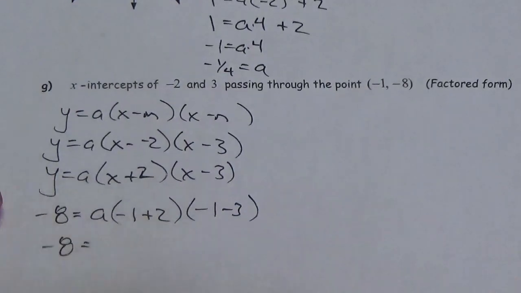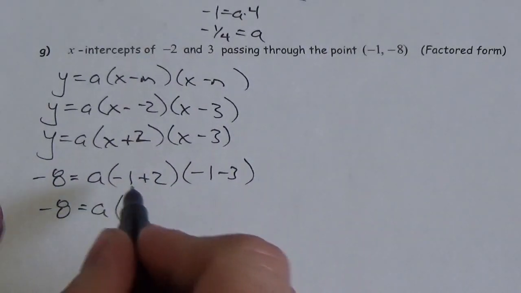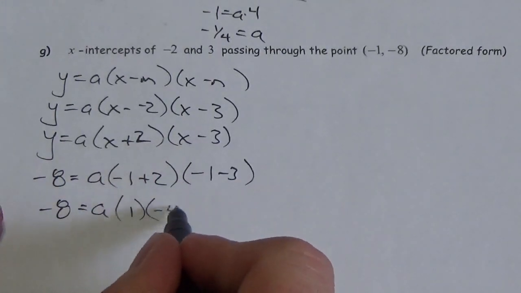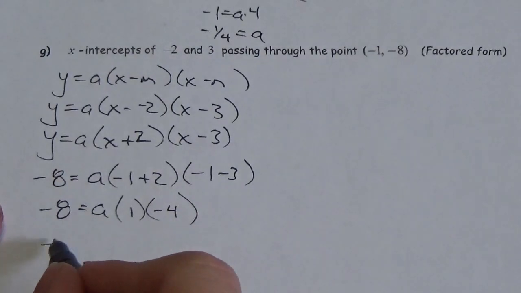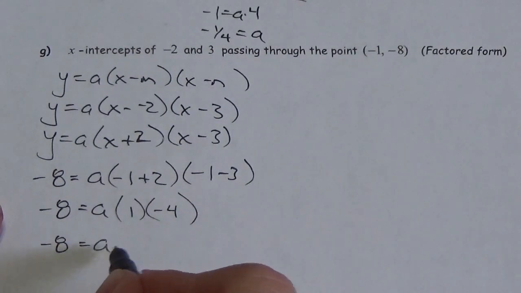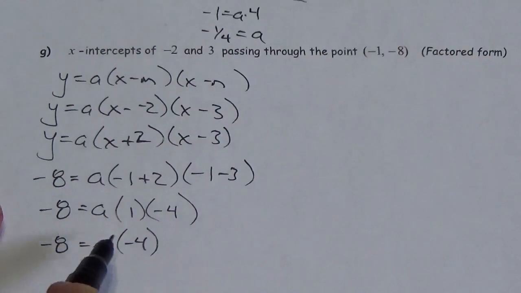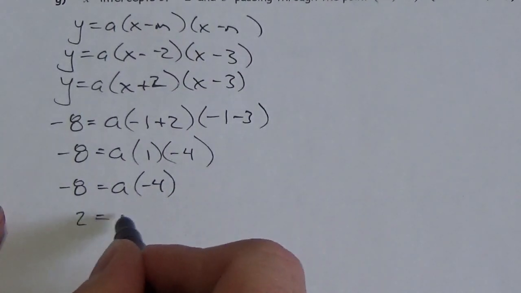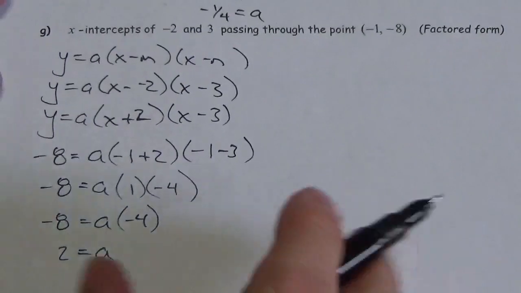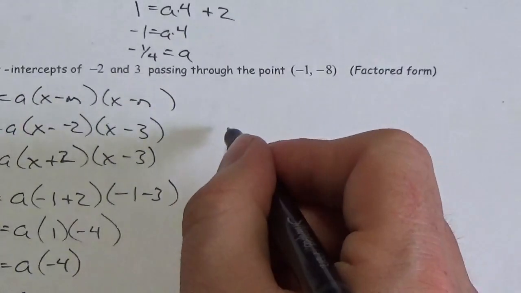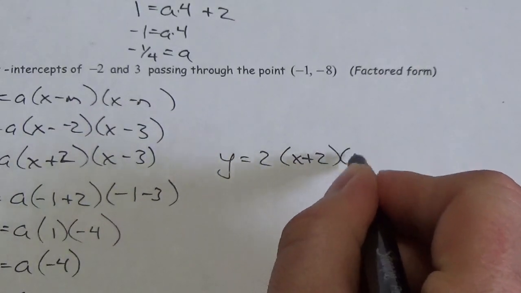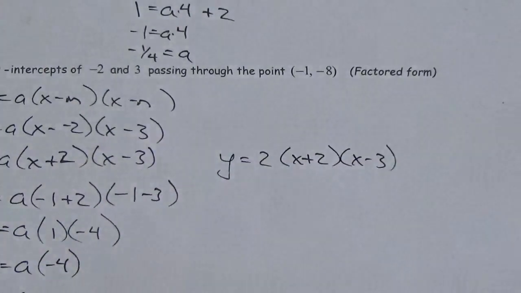All right. Now it's just arithmetic. Negative 1 plus 2 is 1. Negative 1 minus 3 is negative 4. And so this is going to be negative 8 is equal to a multiplied by negative 4. And now I'll divide both sides by negative 4. The negatives will cancel and I'll be left with 2 is equal to a. So there's my stretch value. So y is equal to 2, x plus 2, x minus 3. That's the equation I'm looking for.